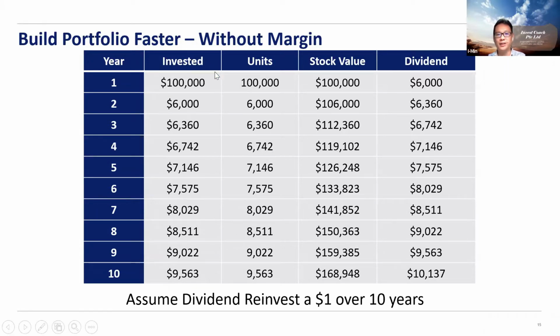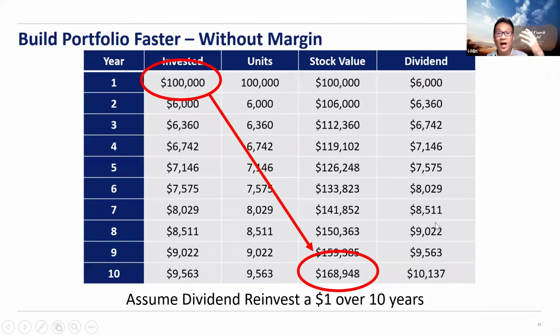You invest 100,000. Assuming that the price of a REIT is $1, you have 100,000 units. Stock value is 100,000. Every year you get 6,000. Assume that this dividend you will reinvest to buy REITs. 6,000 you plonk in, you buy another 6,000 units of REITs. Then your stock value becomes 106,000. Then your dividend is 6% of this, 6,360, and so on and so forth. So 10 years later, if you continue this exercise, dividend reinvested, and assuming that the price still remains at $1, your stock value after 10 years is 168,000.